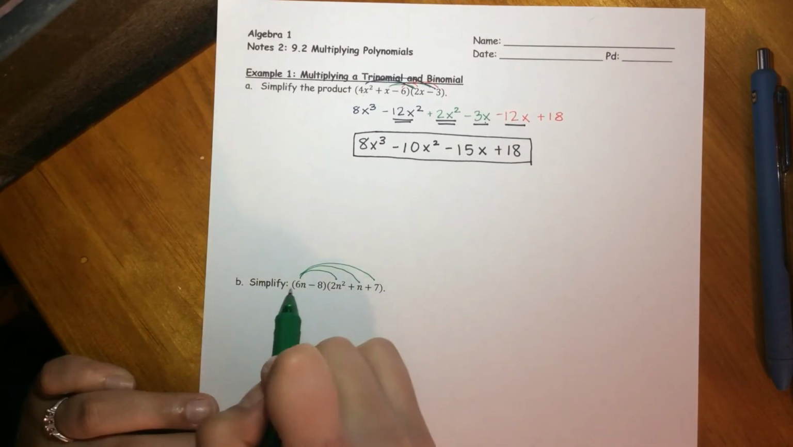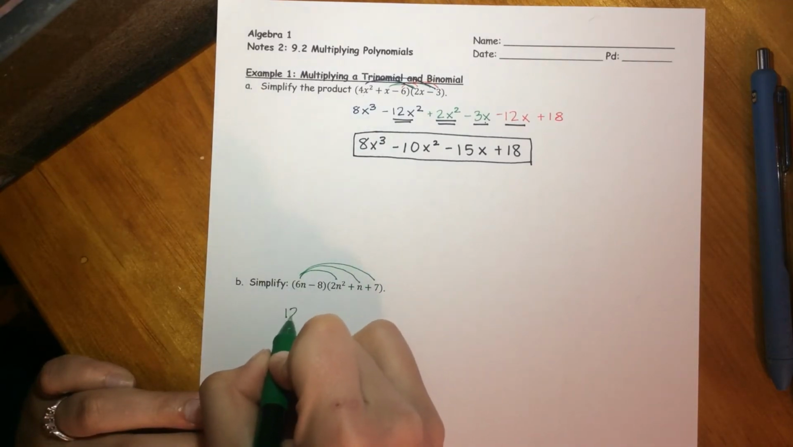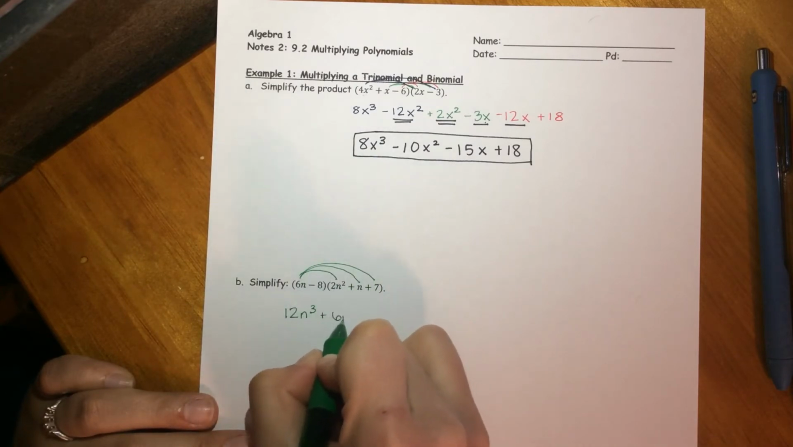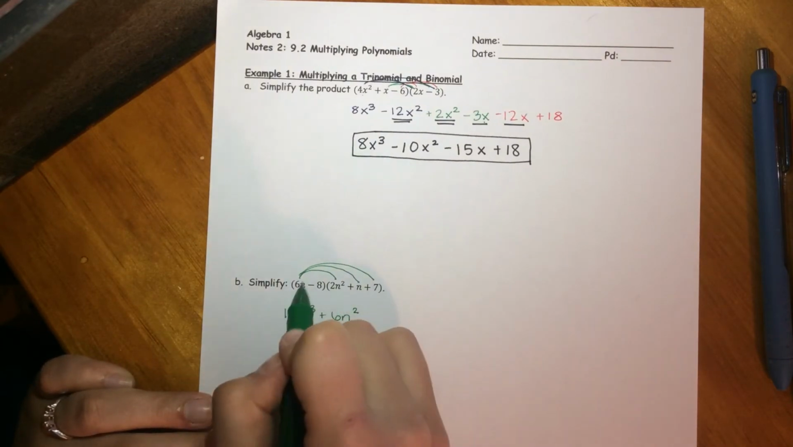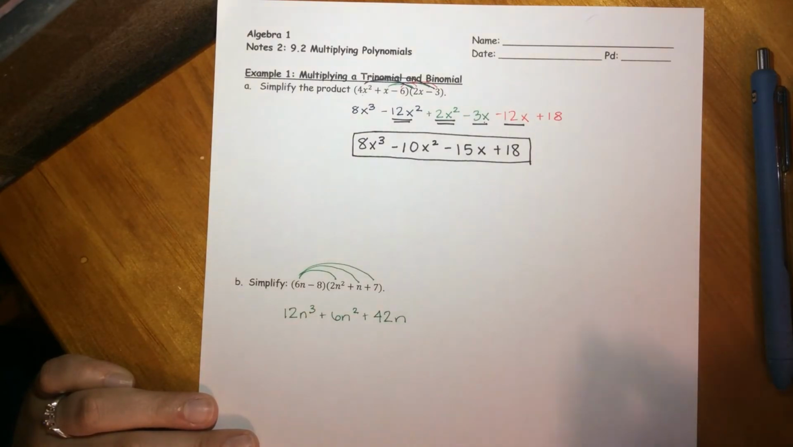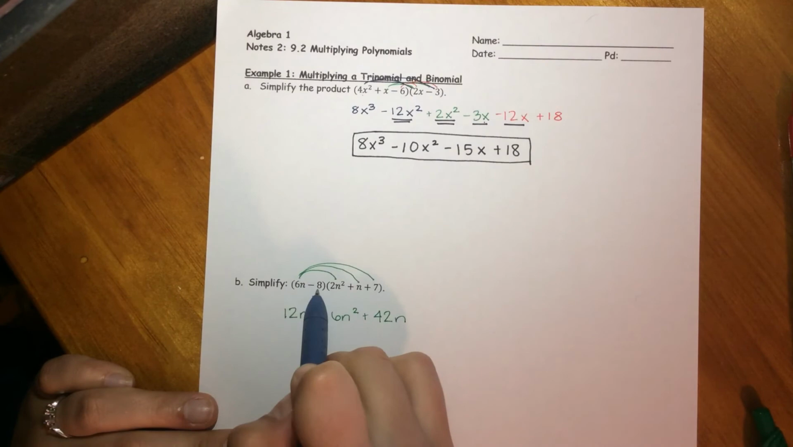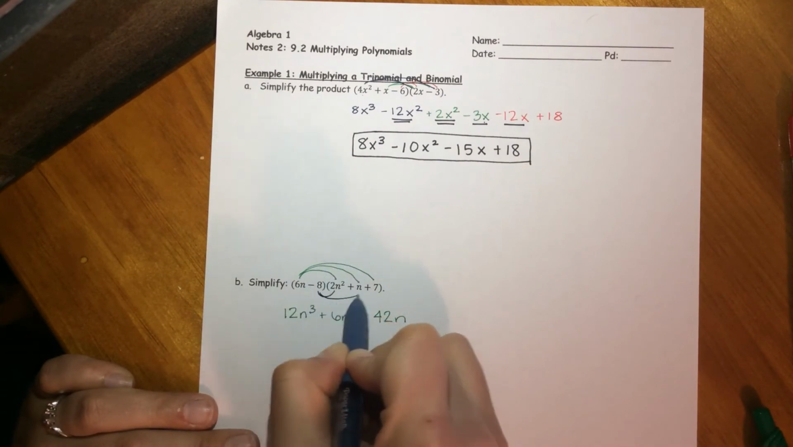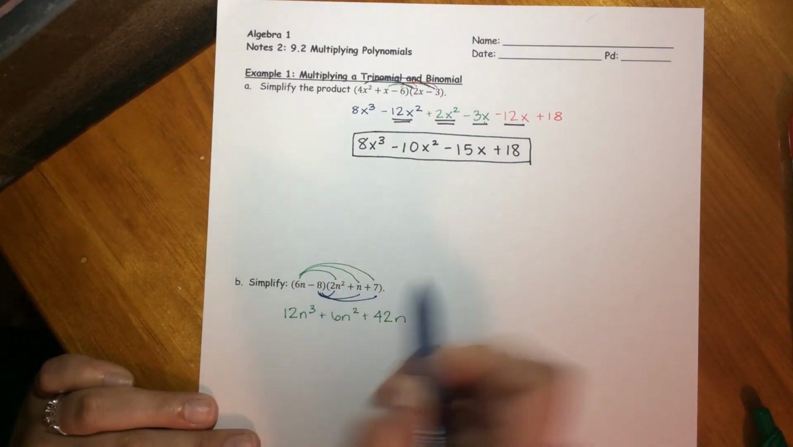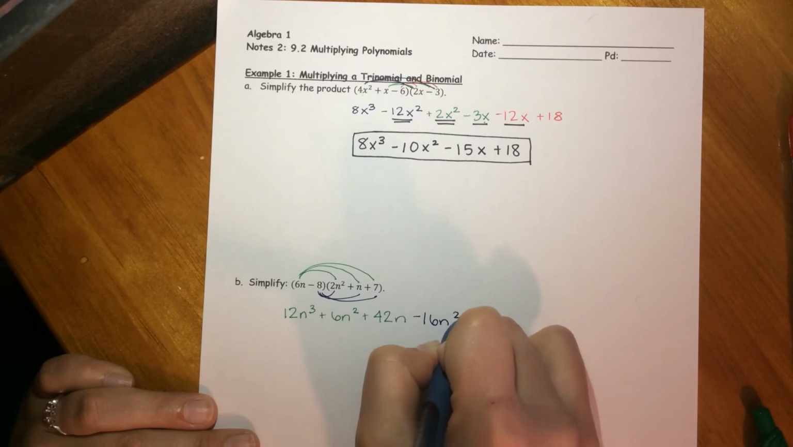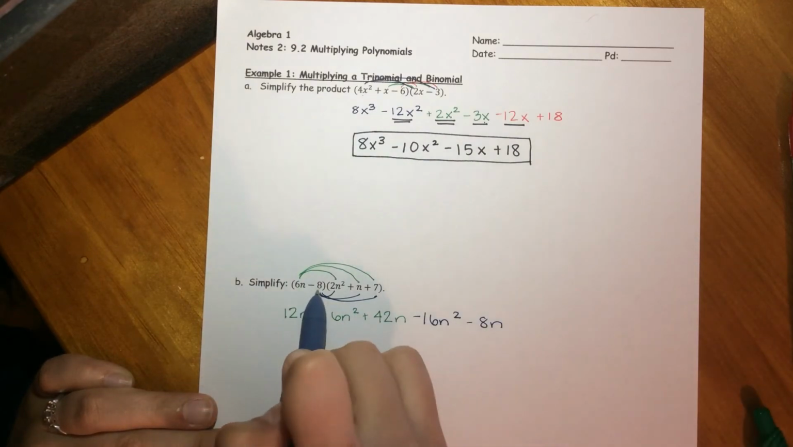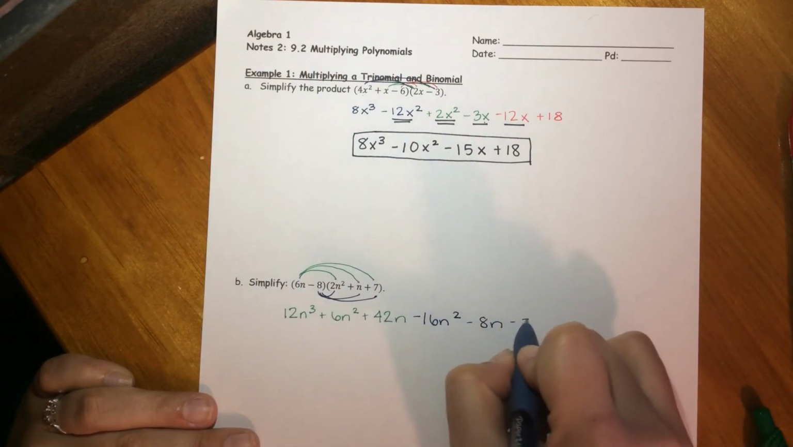inside the trinomial. So 6n times 2n squared gives us 12n cubed. 6n times n gives us 6n squared. 6n times 7 gives us 42n. Okay, now we're going to do the same thing with the negative 8. So we take negative 8 and we distribute to all 3 terms inside the trinomial. So we get negative 8 times 2n squared gives us negative 16n squared. Negative 8 times n gives us negative 8n. And then negative 8 times positive 7 gives us negative 56.